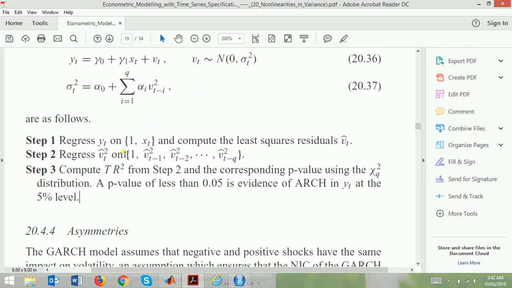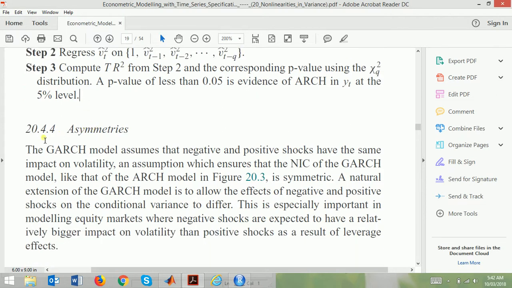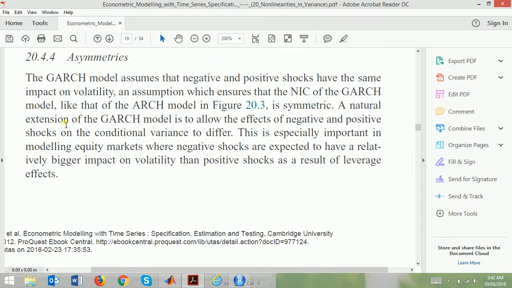We need to always start with testing our hypothesis, testing our model, and our series, to see if the model is specified in our series. The GARCH model assumes that negative and positive shocks have the same impact on volatility, an assumption which ensures that the NIC of the GARCH model, like the ARCH model in figure 20.3, is symmetric. So we don't have any negative; this is always positive, just like the spillover index.